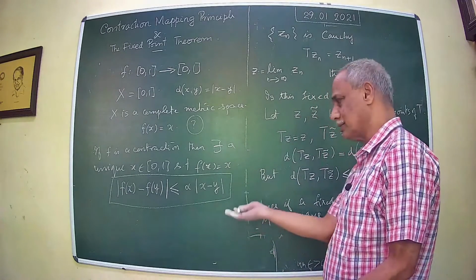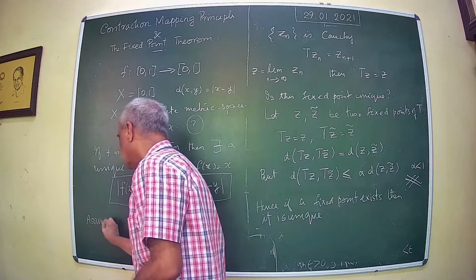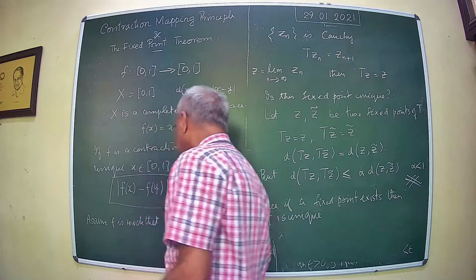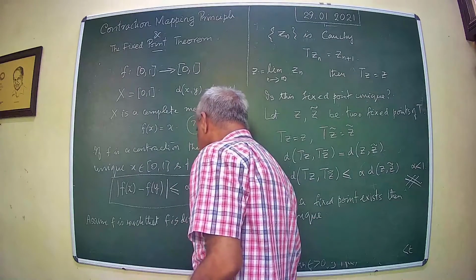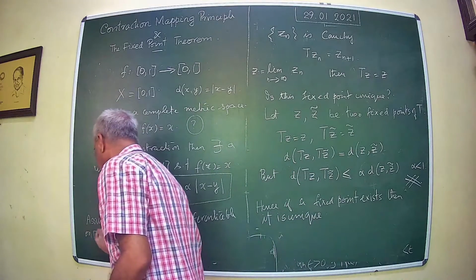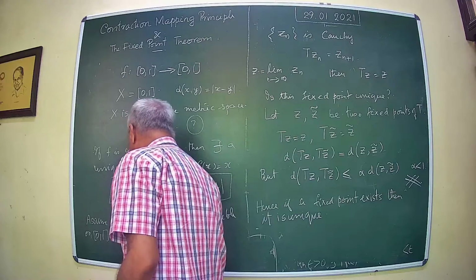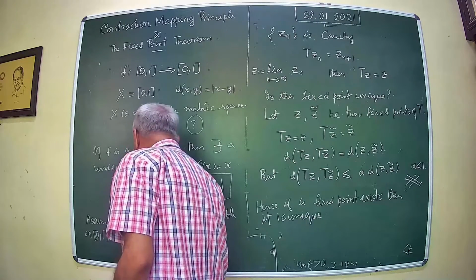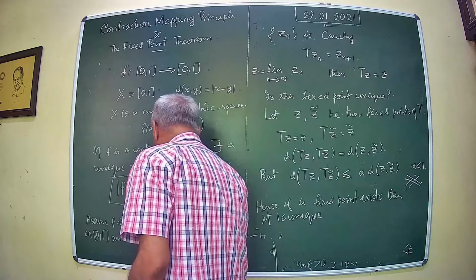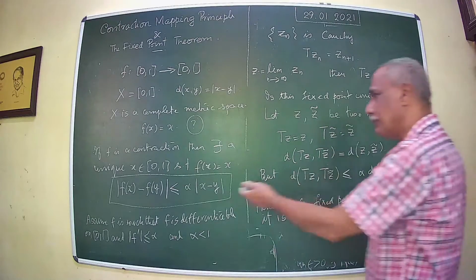So you can convert this by giving a condition on f. So assume f is such that f is differentiable on [0, 1] and the modulus of the derivative of f is less than or equal to alpha, and alpha is less than 1. Then you have to prove that this is a contraction.